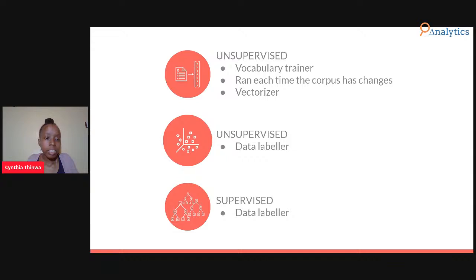So when we look at the Doc2Vec algorithm, it is meant to be an unsupervised vocabulary trainer. It is run each time the corpus changes, and it's a vectorizer. Okay? And the K-means algorithm is an unsupervised data labeler based on the one-hot encoded data that we got earlier that had sentiment. And then XGBoost is a supervised data labeler. Okay? So now we want to combine the corpus and the algorithms, and what do we get?